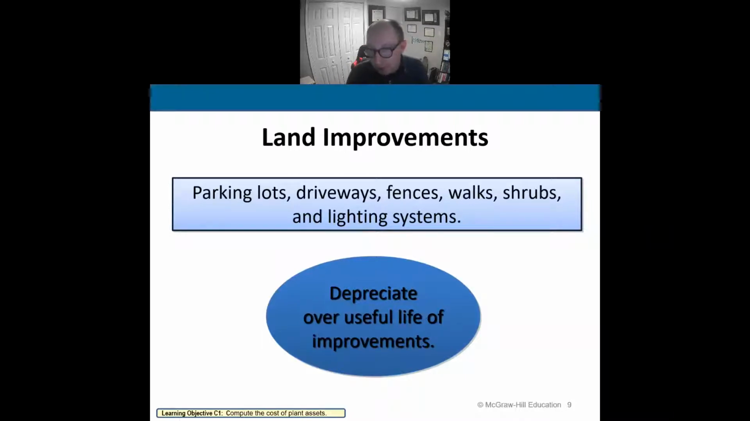The reason is because land is considered to be infinite. I can bulldoze that building and put another one in its place. The land still has value. So the land does not depreciate. I can actually appreciate the land by improving it, putting in a parking lot, driveway, fence, sidewalk, shrubs, lighting systems, etc.